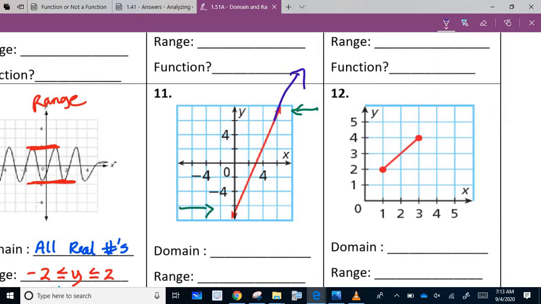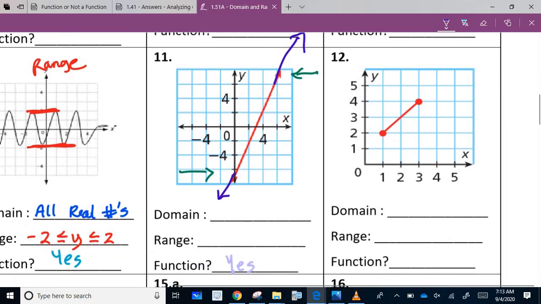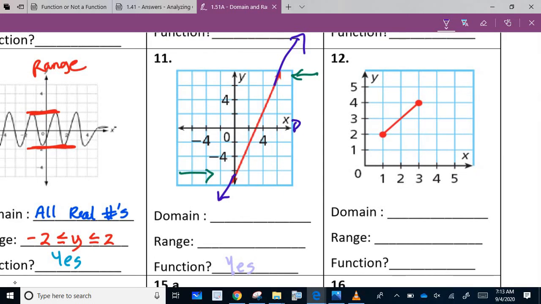So they would run into each other. When we're looking at domain, how wide it is, I see that it goes on and on, and there's no way that we can measure how wide it is. So we're going to say it goes from negative infinity to infinity, or we could say all real numbers.